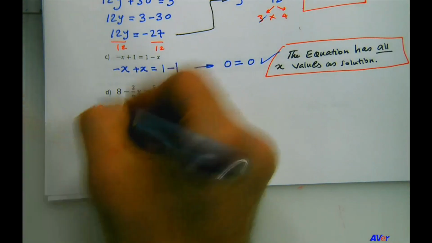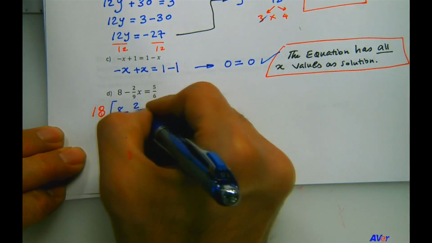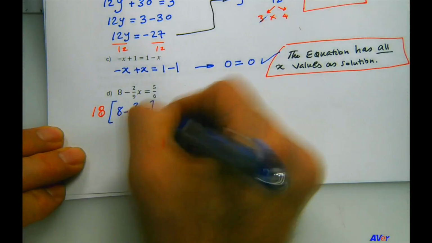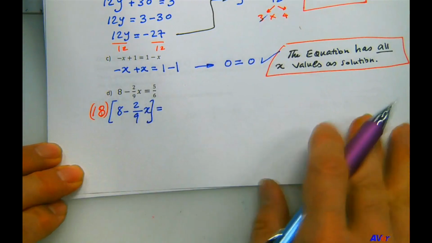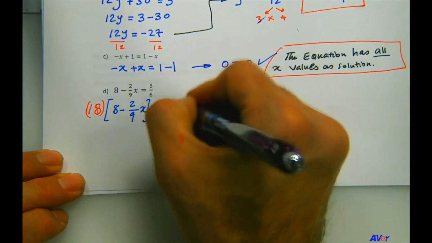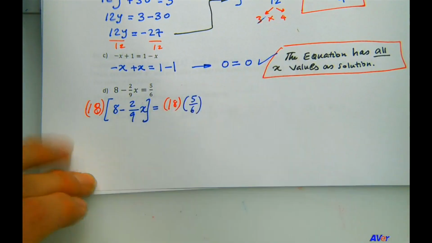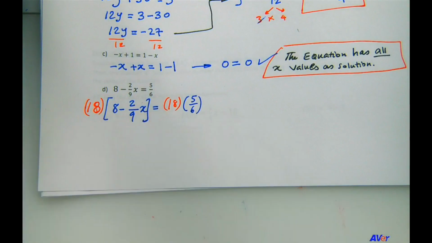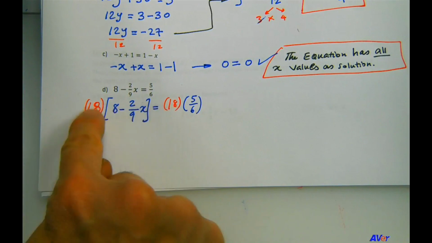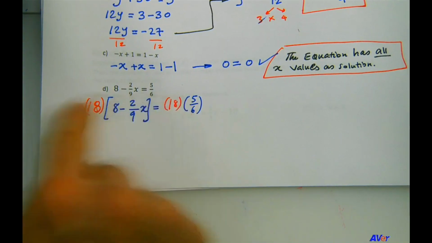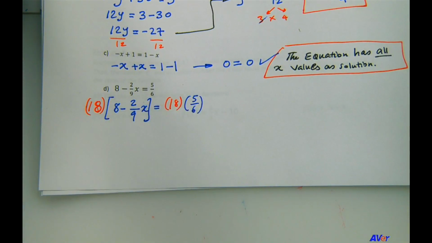So 18 times 8 minus 2 over 9x equals 18 again times 5 over 6. So that's the right way to do this. Notice both sides of the equality are multiplied by the same digit. And that same digit is going to get rid of this fraction and that fraction at once.